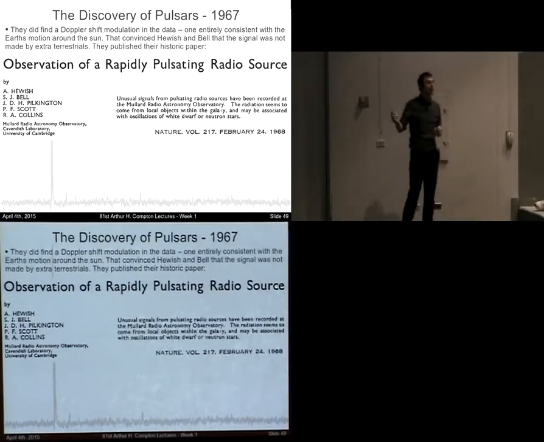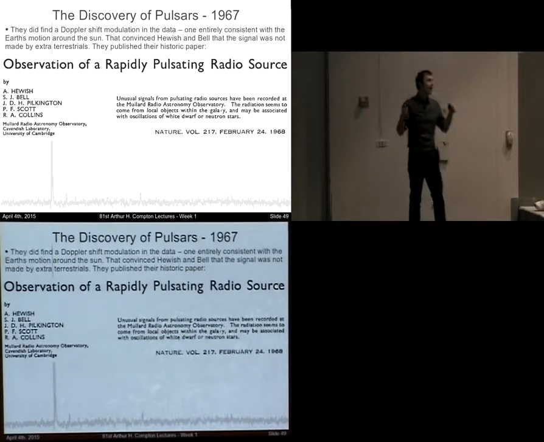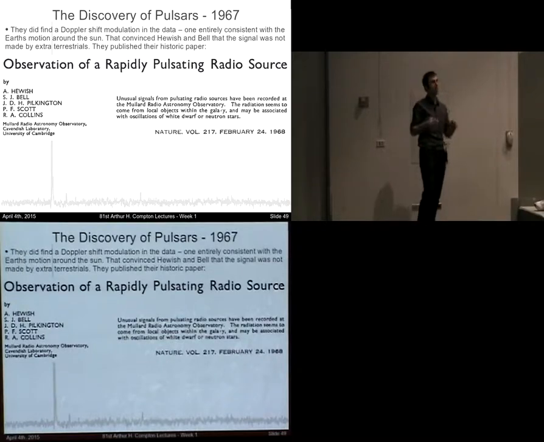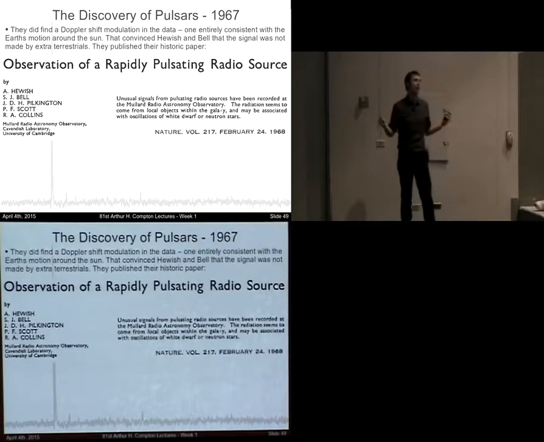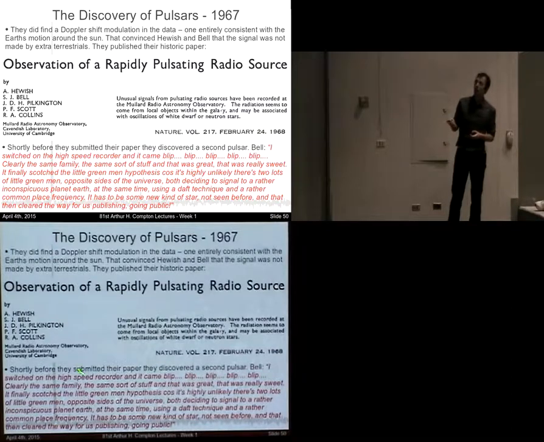So the pulsar that they found had a period of about 1 second. And so there is a type of star called a white dwarf, and a white dwarf does have pulsations that can be very fast. It's theoretically possible that you can have pulsations of about a second. But once they started to find more of these pulsars, especially ones that have millisecond periods, then they knew they couldn't be dealing with vibrations. They had to be dealing with rotations. And shortly before they submitted their paper, they discovered a second pulsar.